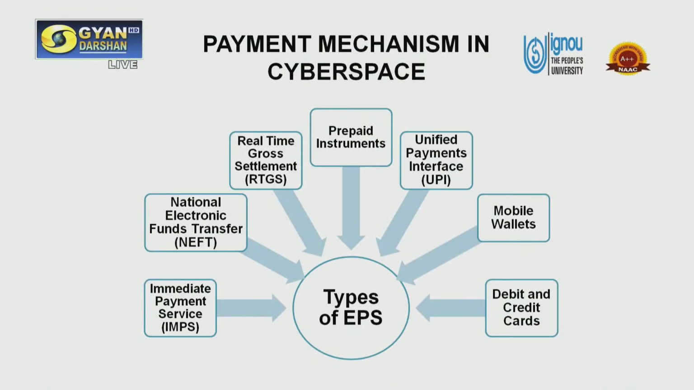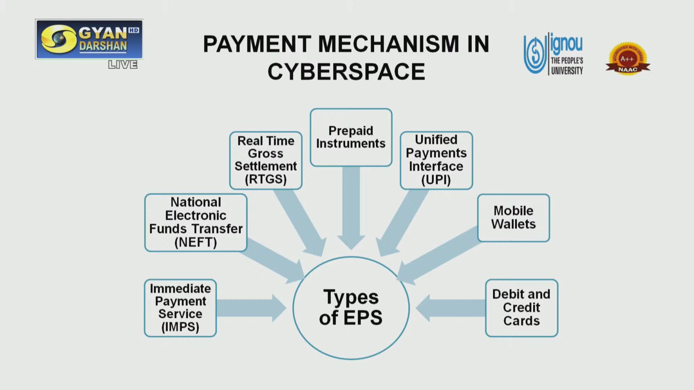Earlier we were paying by check, a hard copy on paper, but at present, in the era of the internet and digital technology, these types of EPS include Immediate Payment Service, IMPS, as you might know. Then National Electronic Fund Transfer, NEFT: when you go to the bank and ask your banker to transfer funds from this account to another account, the account may be in the same branch or in a different branch. So these are the different terminologies of banking systems going on.